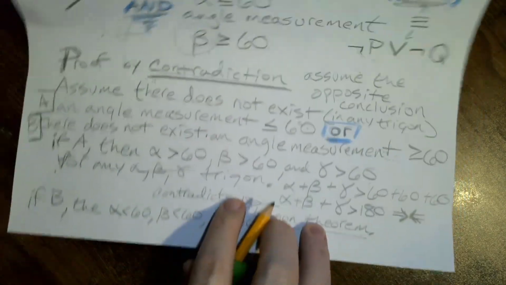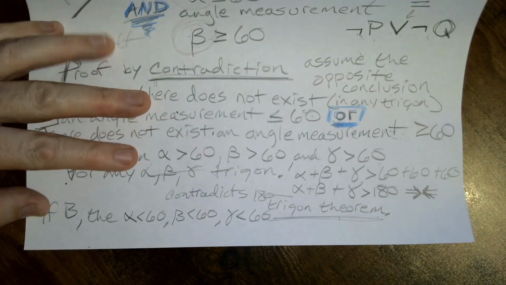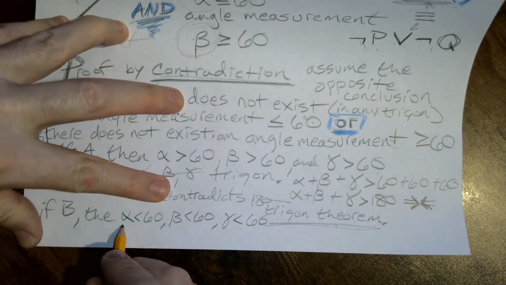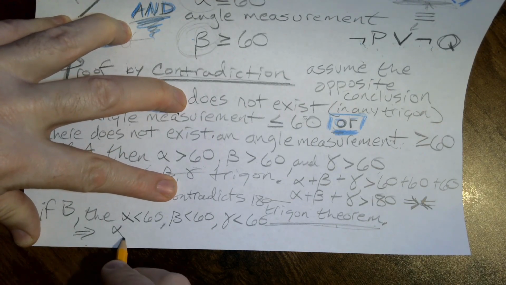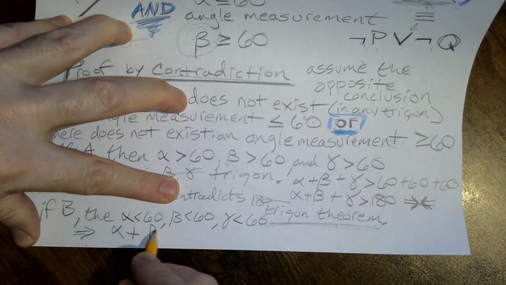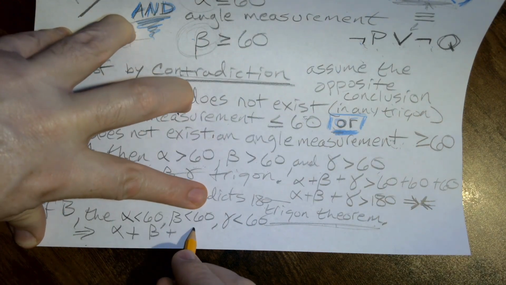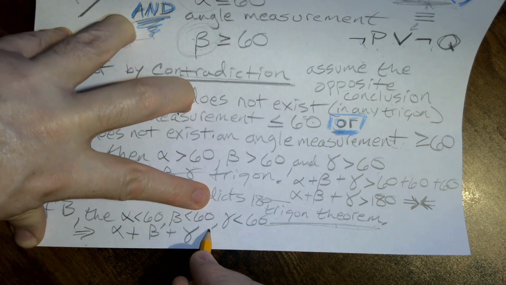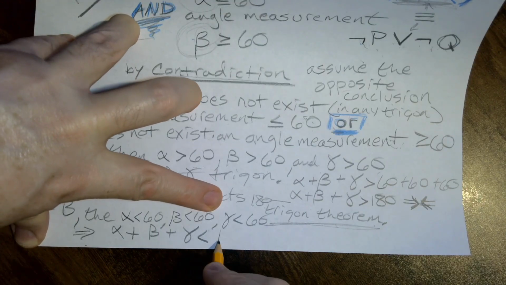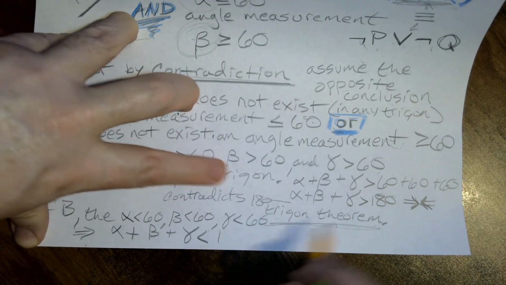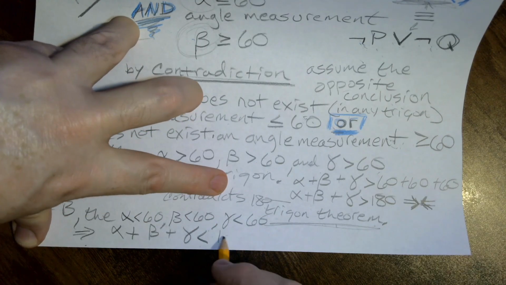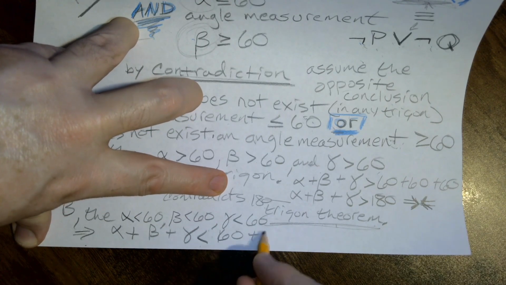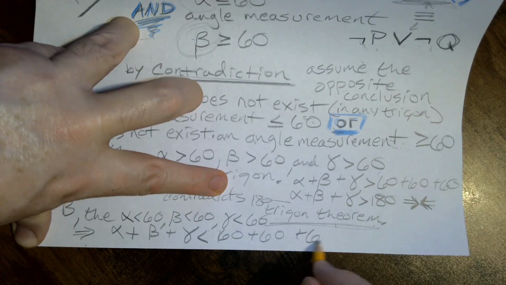Oh, I'm running out of space here. So that implies alpha plus beta plus gamma is less than, strictly less than, like strictly greater than before, strictly less than 60 plus 60 plus 60.